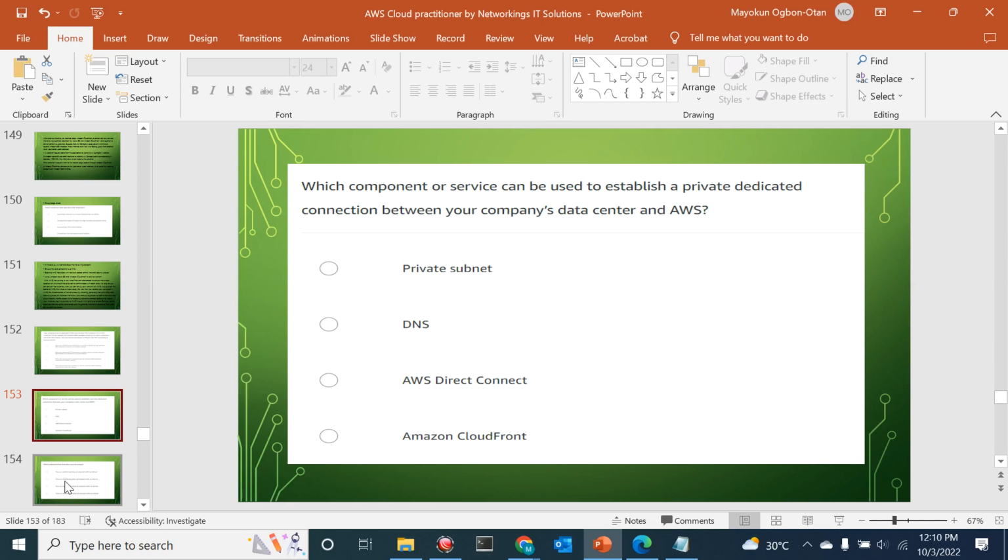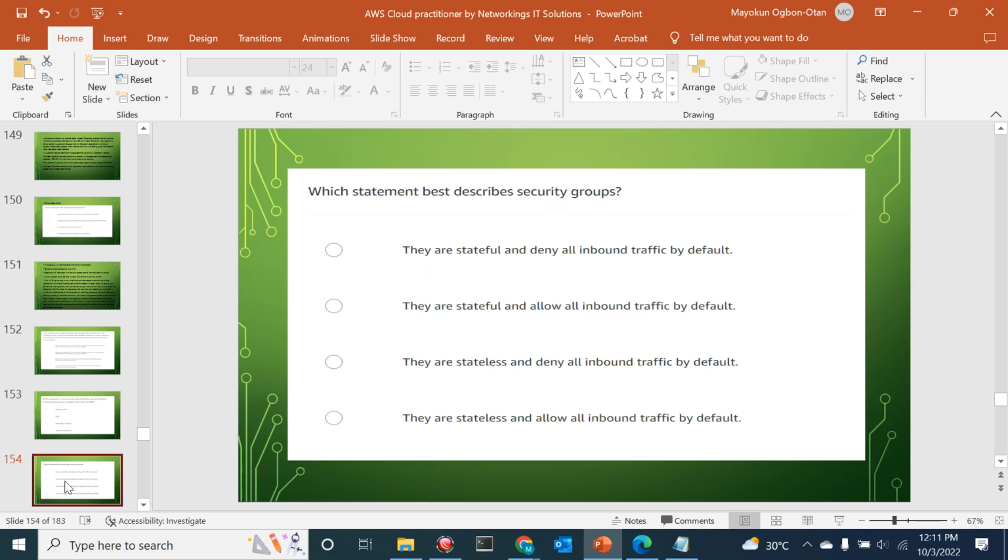Is that not Direct Connect? It should be a private subnet. No, AWS Direct Connect. This is the Direct Connect question. They said which component or service can be used to establish a private dedicated connection between your company data center and AWS. Direct Connect, yeah, that's the AWS Direct Connect. They use fiber.